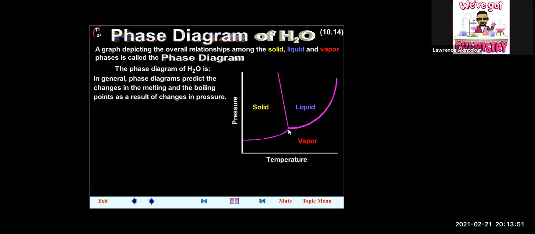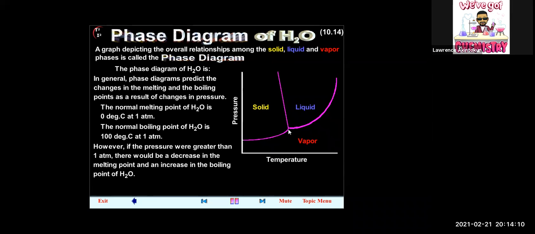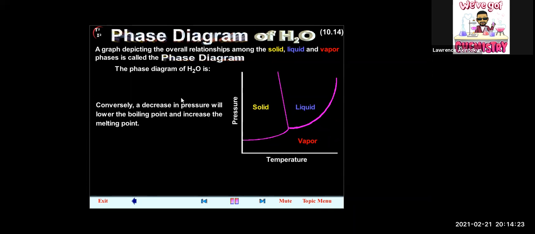In general, phase diagrams predict the changes in the melting and the boiling points as a result of changes in pressure. The normal melting point of H2O is 0 degrees centigrade at 1 atmosphere. The normal boiling point of H2O is 100 degrees centigrade at 1 atmosphere. However, if the pressure were greater than 1 atmosphere, there would be a decrease in the melting point and an increase in the boiling point of H2O. Conversely, a decrease in pressure will lower the boiling point and increase the melting point.